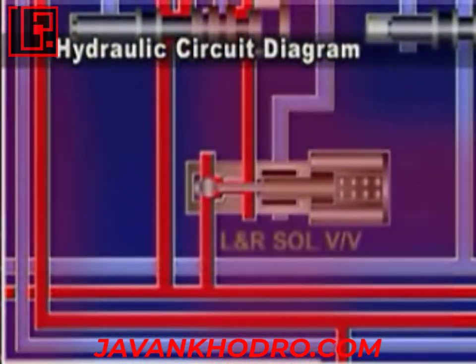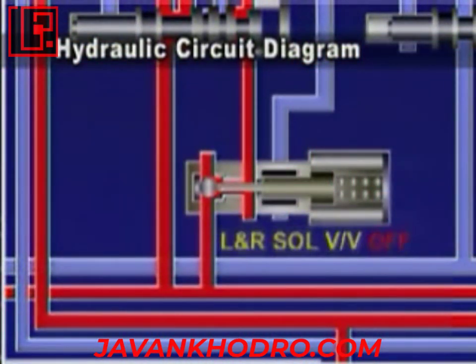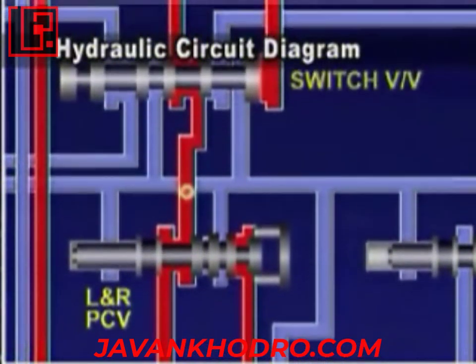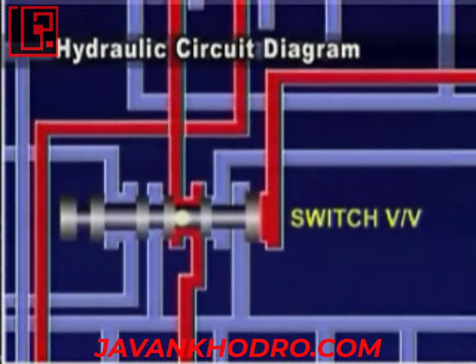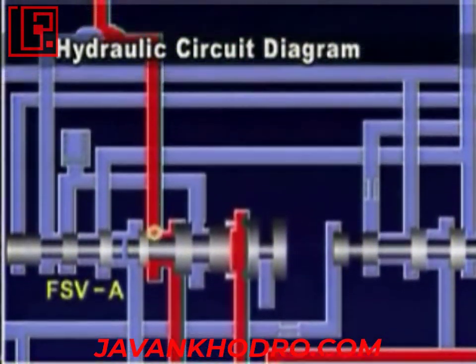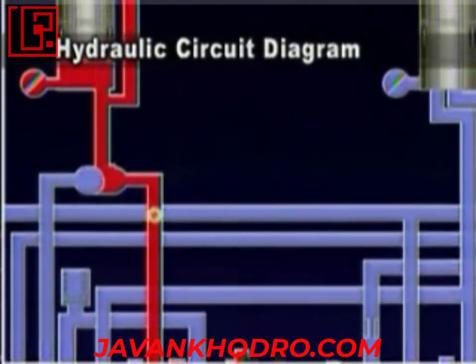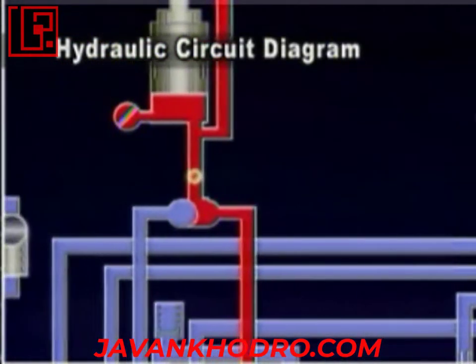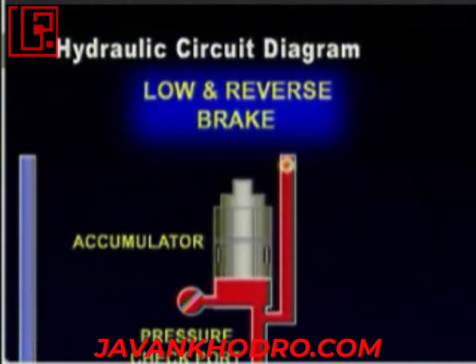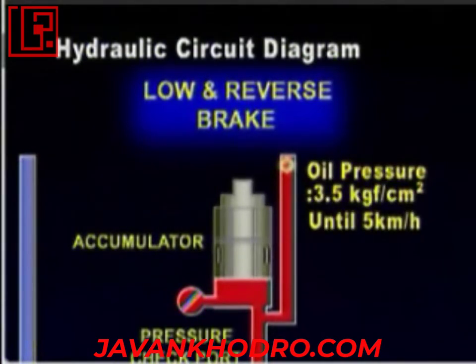Low and reverse brake operates in park and neutral. Oil pressure generated from the oil pump, which is adjusted in the regulator valve, is supplied to low and reverse brake via the low and reverse pressure control valve, switch valve, and fail-safe valve A. Oil pressure is supplied through low and reverse accumulator. Oil pressure is approximately 3.5 kgf/cm² until vehicle speed of 5 km/h by the regulator valve operation.